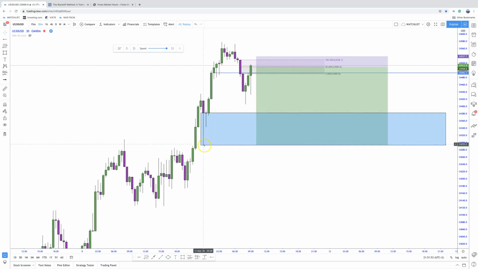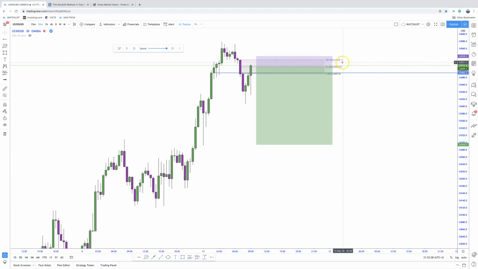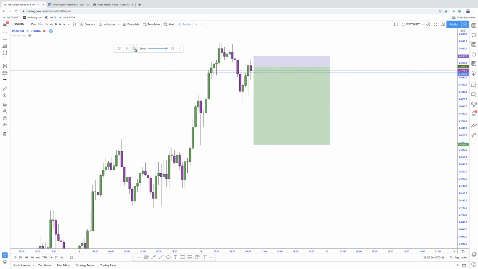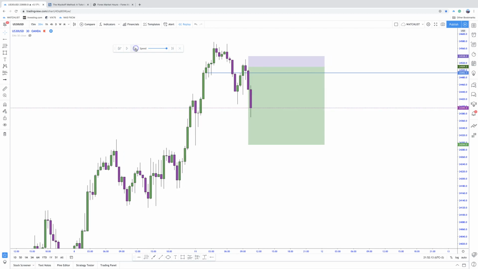And that wick actually happened when the market opened. So now let's close that up, take that off, and now price plays. Let's check this out. See? It hasn't hit my stop loss yet. Boom. Goes down. Boom. Boom.